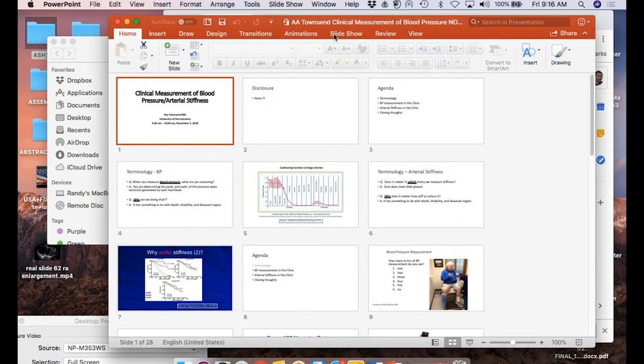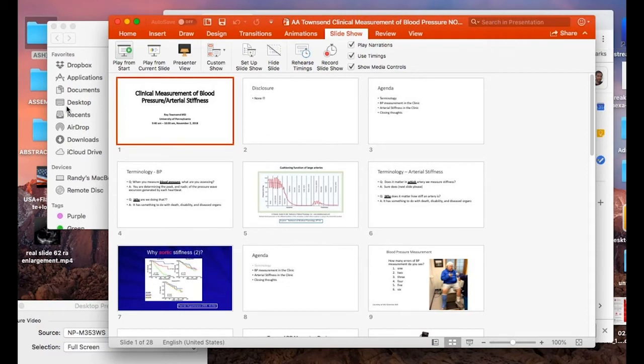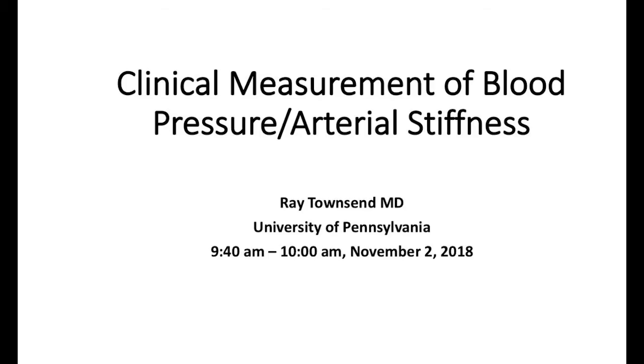I'm Ray Townsend from the University of Pennsylvania in Philadelphia, and my task this morning is to make 2 points. The first point is that no matter how you measure blood pressure, and I'll tell you now, it doesn't matter whether you use an aneroid, an oscillometric, a kiosk, or whatever, if you don't do the technique correctly, you have a garbage in, garbage out phenomenon.